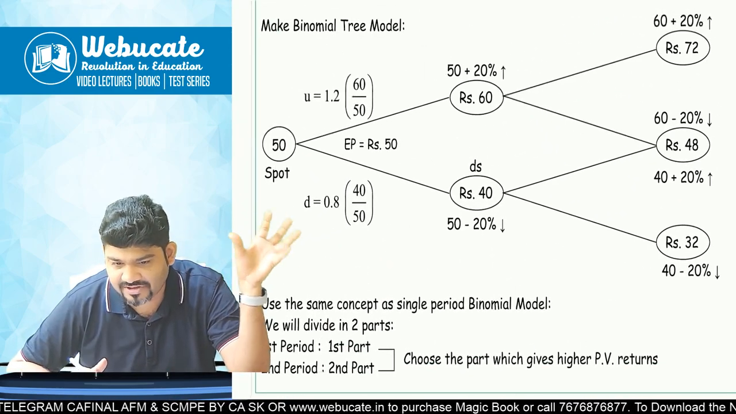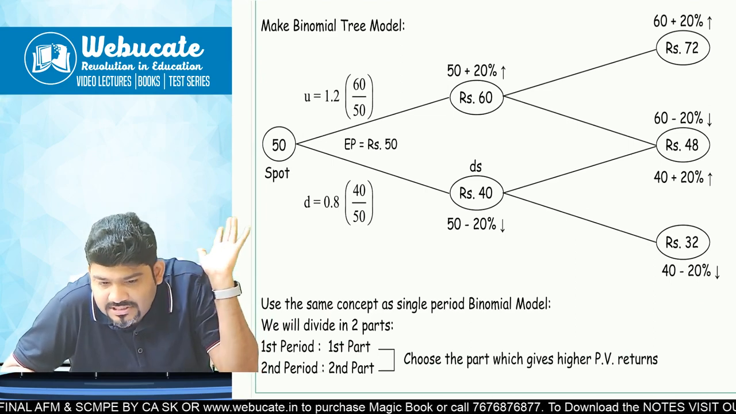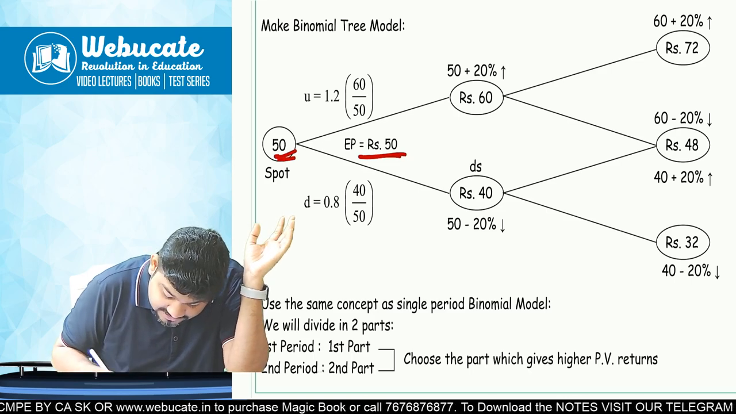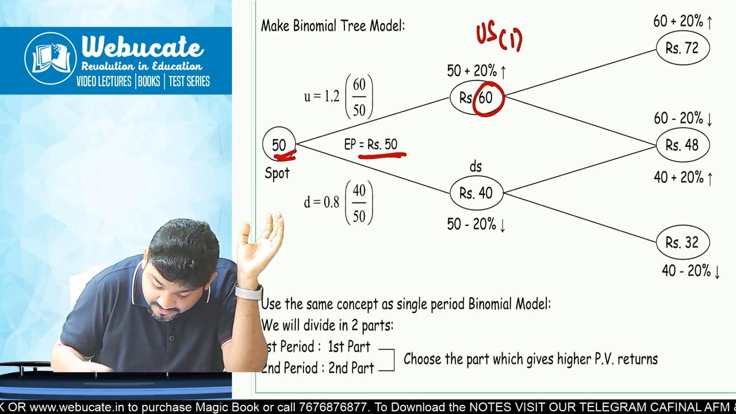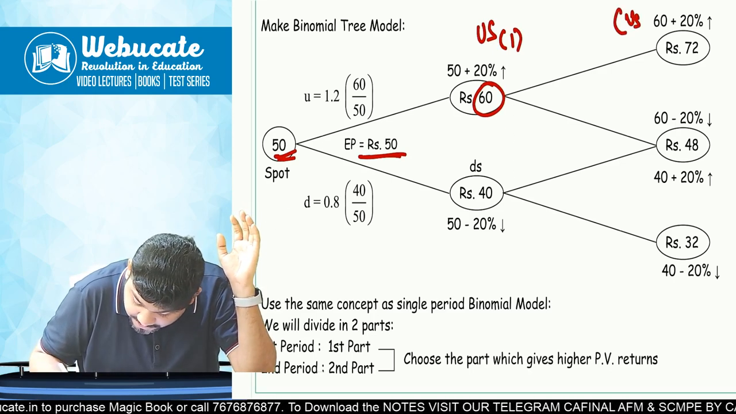Now, here we have the two-period binomial model, almost similar type of question. See here, 50 is the exercise price, 50 is the spot, chances of it going up. So, this is your US for 1 year. Then, again, it goes up 20%, US for 2 years.